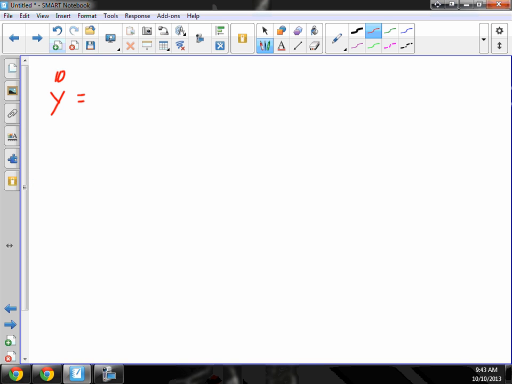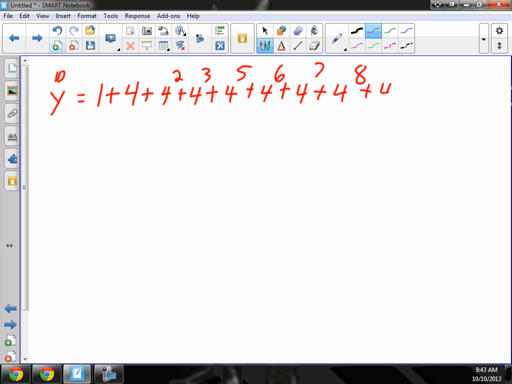Okay? So if I said I want to find what y equals in year 10, what is year 10 going to look like? Well, 1 plus 4 plus 4 squared plus 4 to the 3rd plus 4 to the 5th plus 4 to the 6th, plus 4 to the 7th, plus 4 to the 8th, plus 4 to the 9th, and plus 4 to the 10th. Did I need to calculate 9 in order to write that? No. So is this recursive? No, it's not.